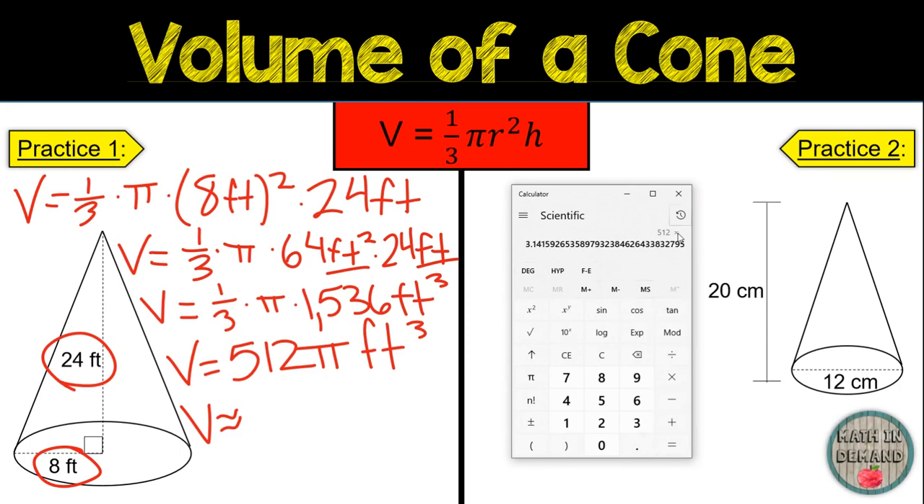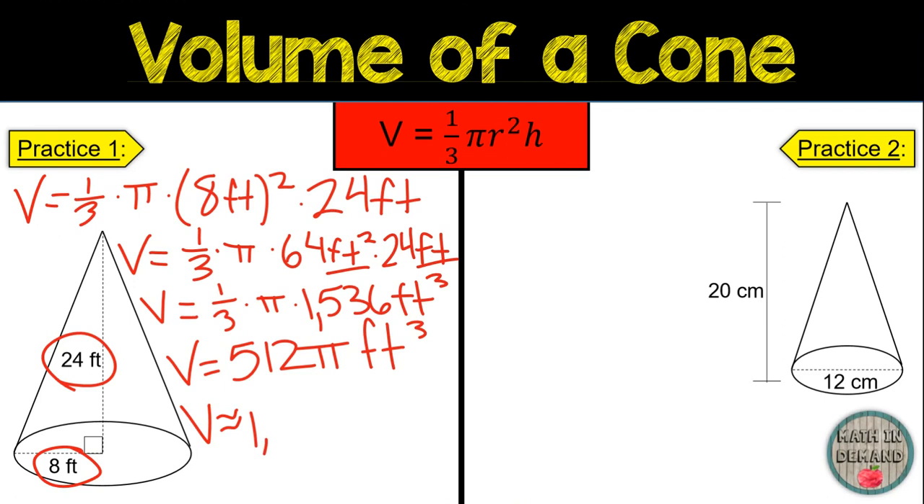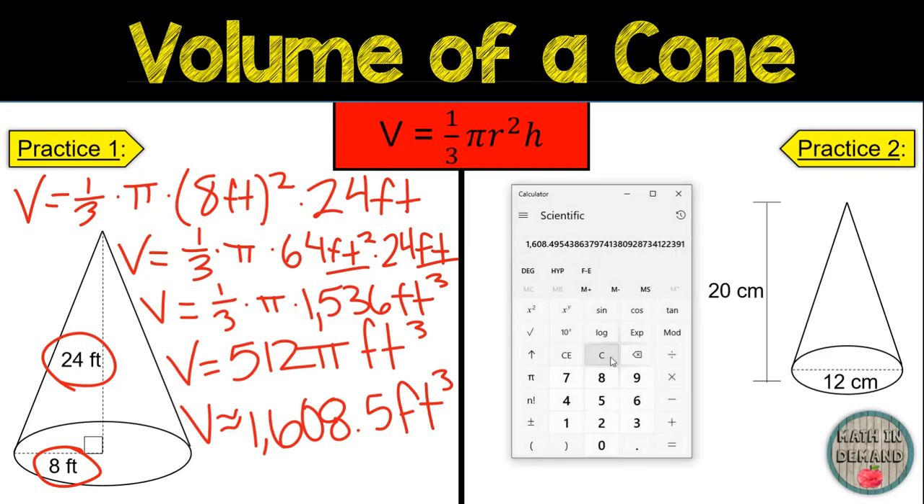Okay, so again, I'm multiplying it by 512. I get 1608.5. I'm going to round to the nearest tenths. So 1608.5. Can't forget my units, cubic feet. Okay, that would be my answer if I was asked for decimal form. Now, I just want to show you, if I would have used rounded 3.14, I want to show you how it's off just a slight bit.